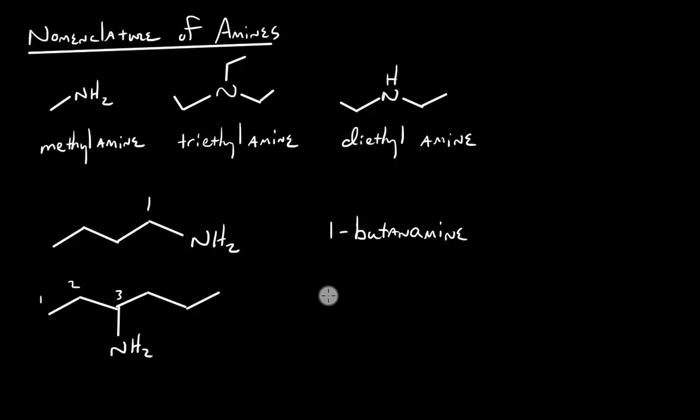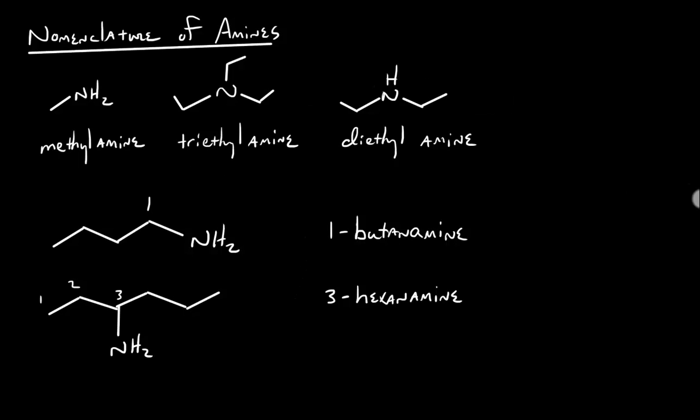So in this case, we're going to say that the nitrogen is on the 3 position, and the overall parent is going to be 4, 5, 6. It's going to be a hex. But instead of hexane, we're going to change that to a hexanamine. And all we have to do now is indicate where that nitrogen is, and that nitrogen's on the 3rd position. So 3-hexanamine.